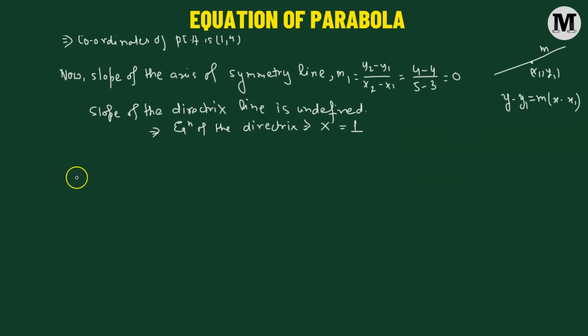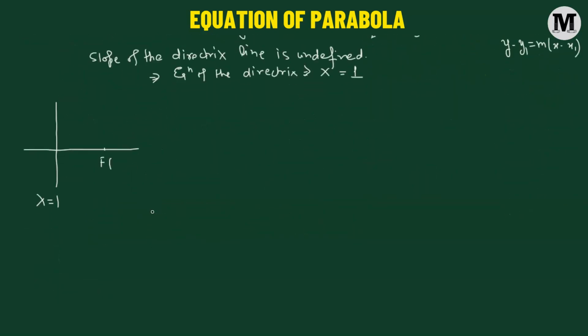So let us begin. We have the directrix line given by x equals 1. We have the axis of symmetry, on which lies the focus. The coordinates of the focus are 5, 4. Now to find the equation of the parabola, we're going to consider a point P on the plane, with coordinates x, y.